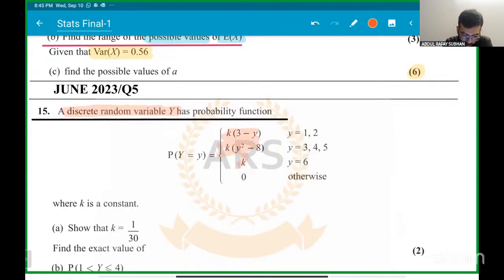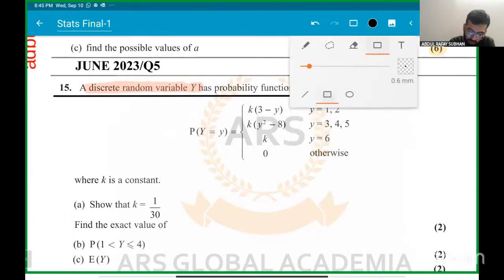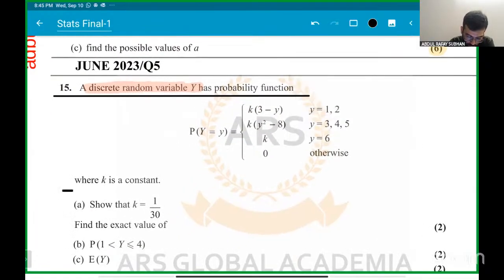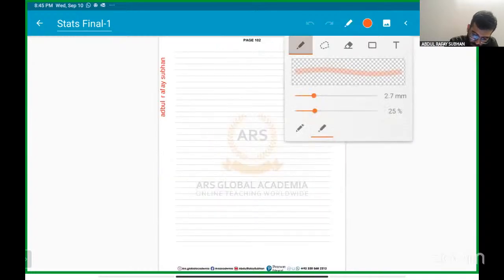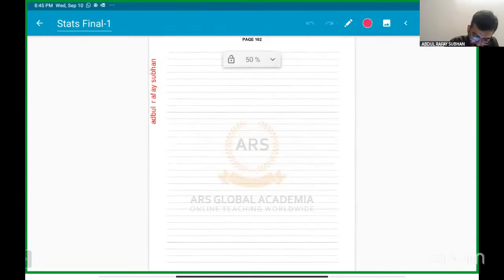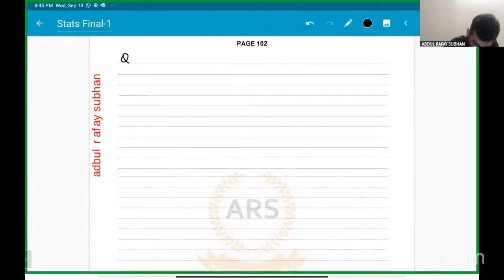These are all the probabilities. What we have to do is, for 2 marks, show that k is equal to 1 over 30, where k is a constant. So let's start question number 15 on the next page. If we have to show that the k value is 1 over 30, it's very simple: all the probabilities add up to 1. That is what we have to do for this question.